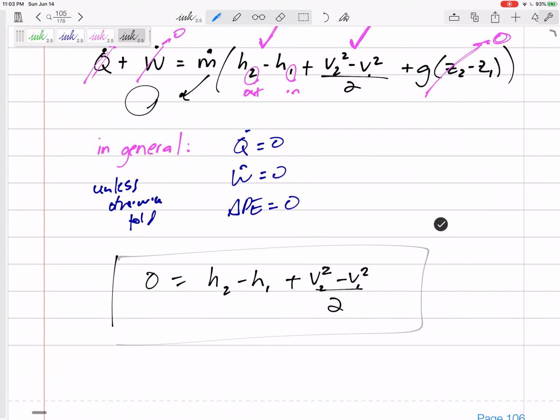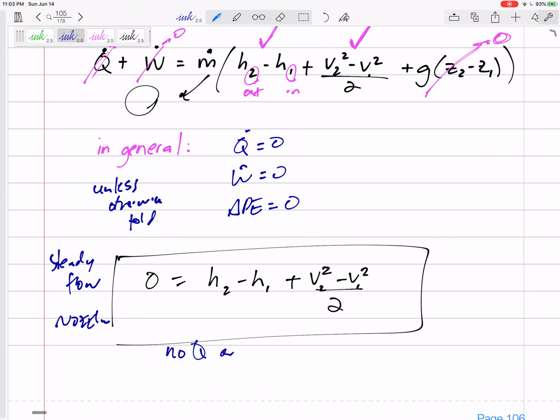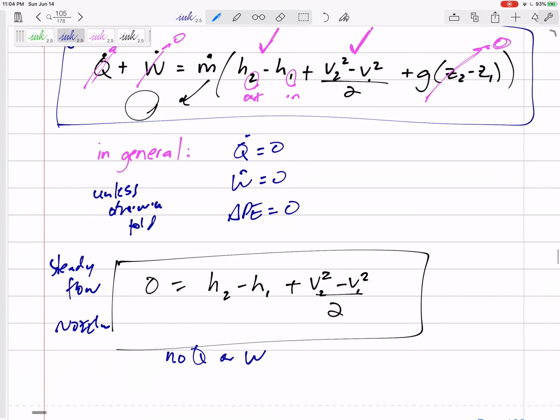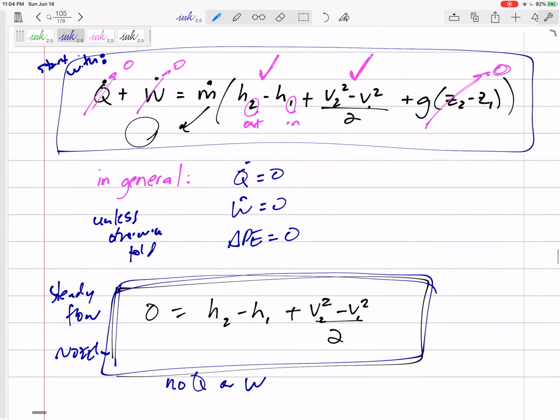So that works 75% of the time for nozzles and diffusers. If you want to write that down on your formula sheet, you can, but this is for steady flow. This is for a nozzle or diffuser with no Q or W. I like to start every problem with that. If it's steady flow, one inlet, one outlet, then things go to 0. But in general, here's what we do with a nozzle or diffuser.